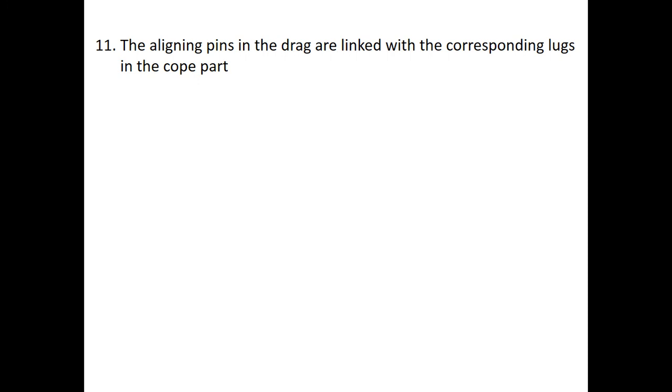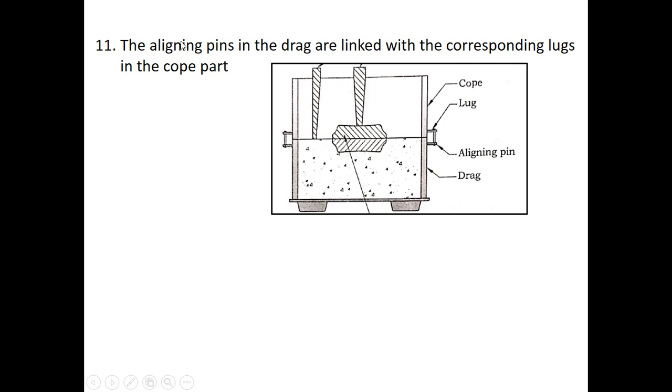Now, with the help of aligning pins, the aligning pins in the drag are linked to the corresponding lugs in the cope part. This is called the lug, this is called the pins. And then a riser pin and screw pin are placed. You know that. The riser pin and the screw pin are placed.